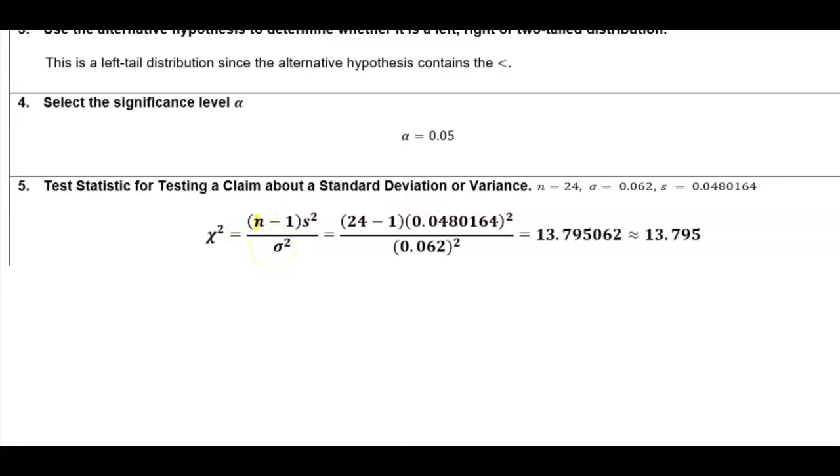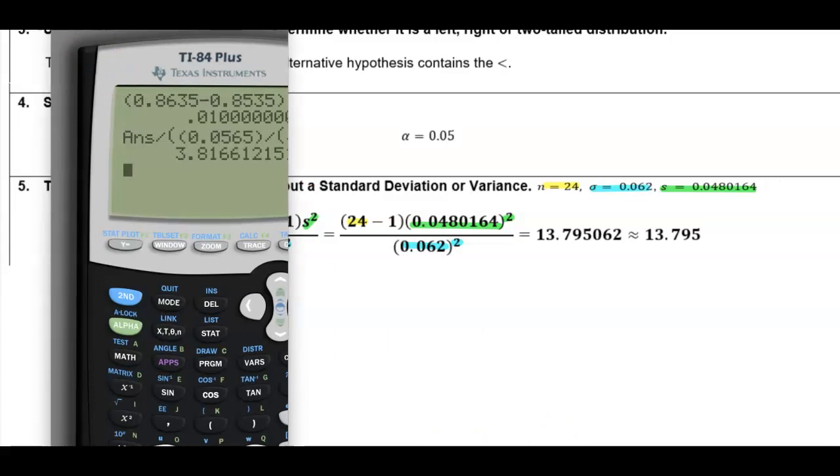So we know that n is equal to 24, and then we're going to subtract 1. We know that the sample standard deviation is 0.040164, and then we need to square that. And then we know that the population standard deviation is 0.062, and then we need to square that. So therefore, there are our values that we plug in. Now let's go ahead and do this on our calculator just to verify.